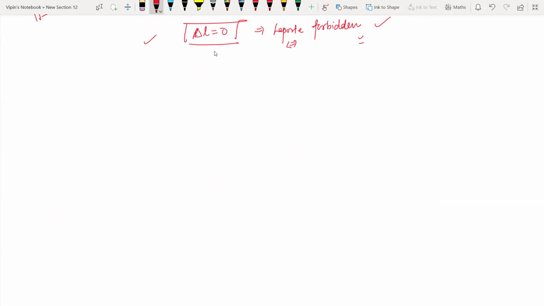Okay, so we will discuss the relaxation in selection rules, right? First, relaxation in the Laporte selection rule.